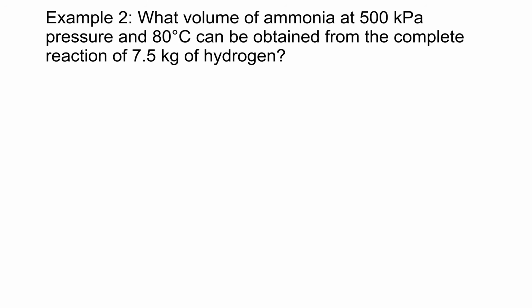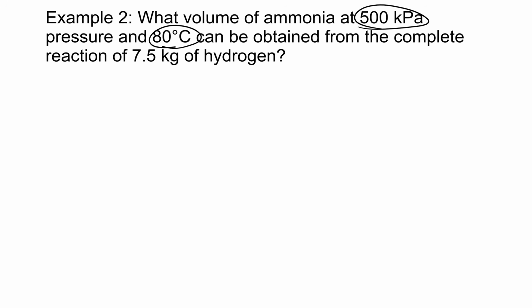We're talking about gas stoichiometry. In our second example, it asks what volume of ammonia at 500 kilopascals pressure and 80 degrees Celsius can be obtained from the complete reaction of 7.5 kilograms of hydrogen. The first thing I notice is that we are not under standard temperature and pressure or standard ambient temperature and pressure. So we're going to have to use the ideal gas constant. We're going to have to use R at some point in time. But whatever, we'll deal with that when we get to it.